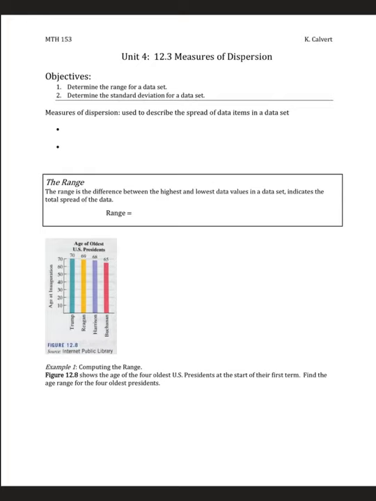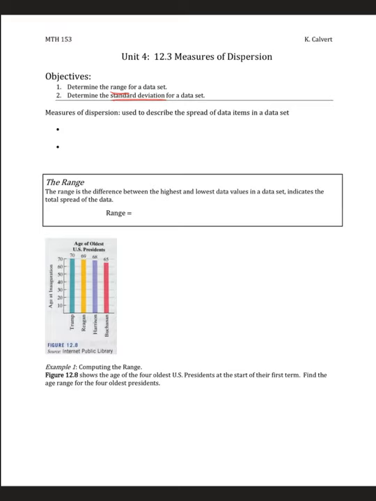Hello, Math 153. This lesson is 12.3, Measures of Dispersion. What that means is we're just measuring how spread apart the data is, if you will. And there's two different kinds of terminology for that. One of those terms is going to be range. The other one is called standard deviation. So we're going to look at how to find both of those things here in this section.